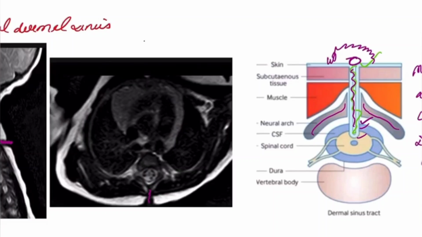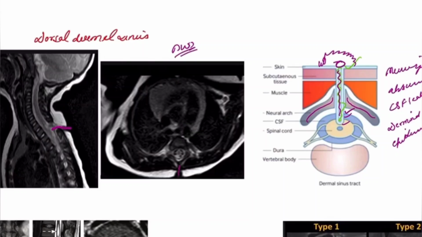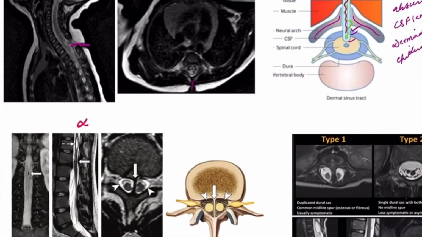We also have to take diffusion images to rule out any dermoid or epidermoid, and we should have contrast images to look for any infection associated with the sinus tract, like abscess formation. So this is dorsal dermal sinus. Next one is diastematomyelia.